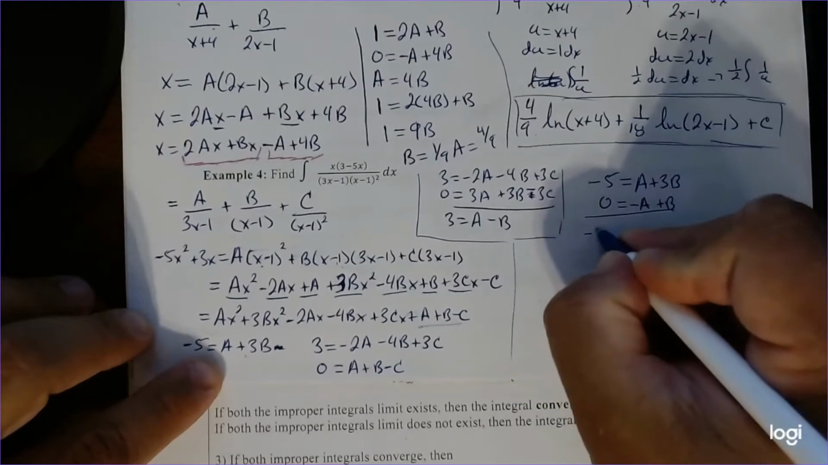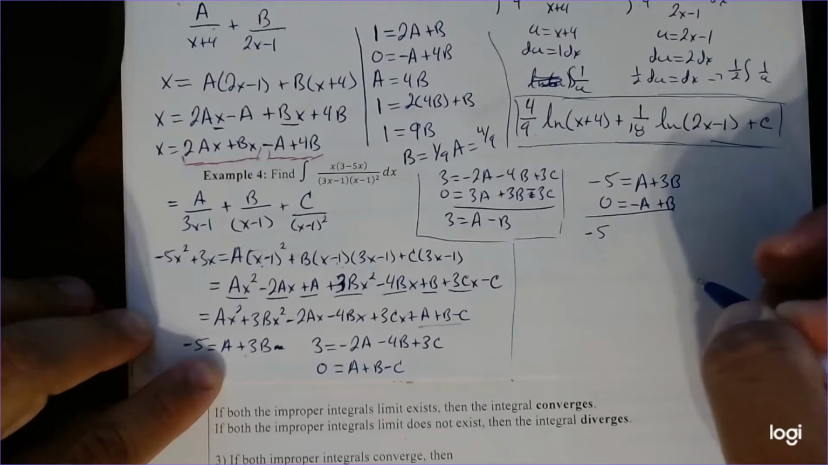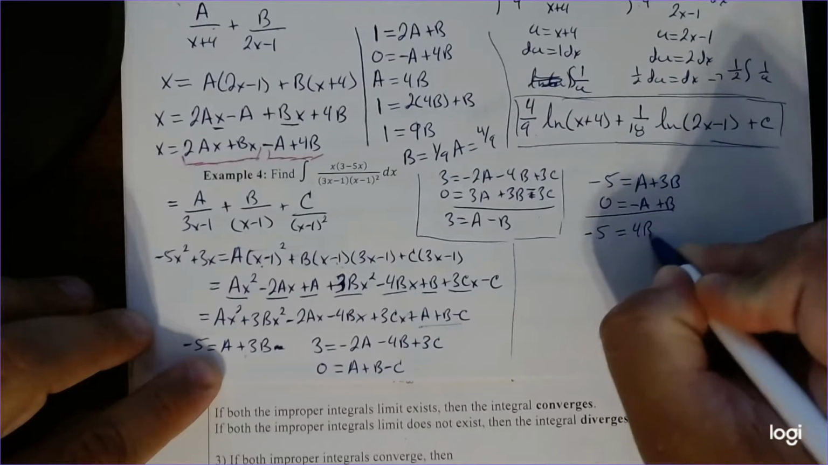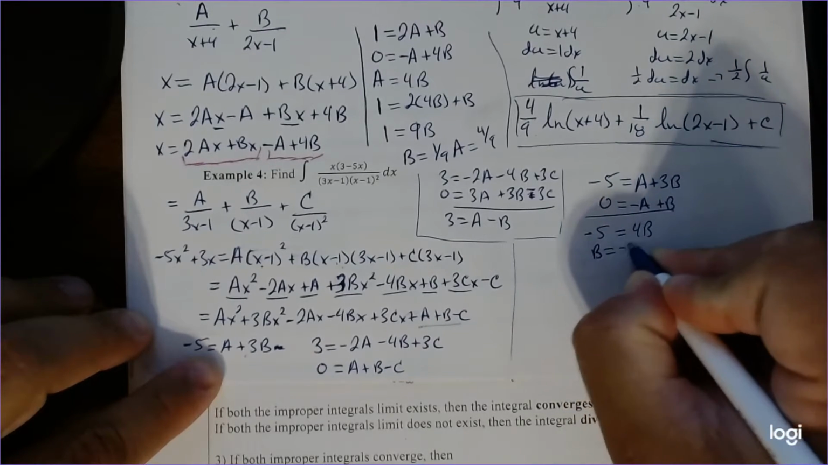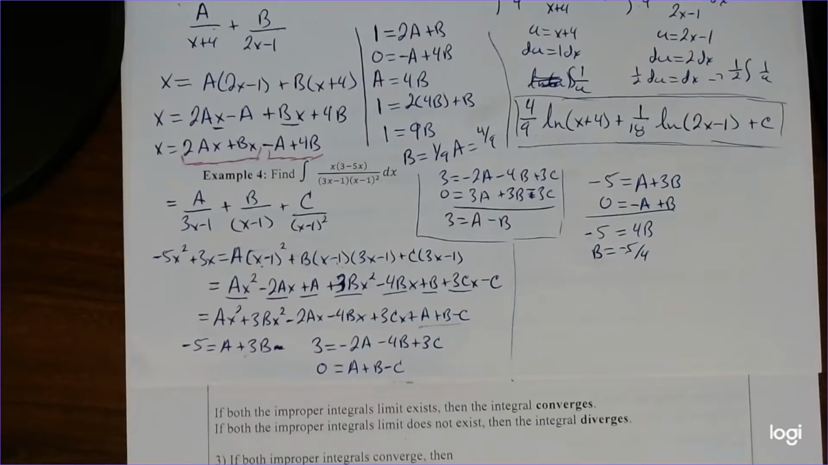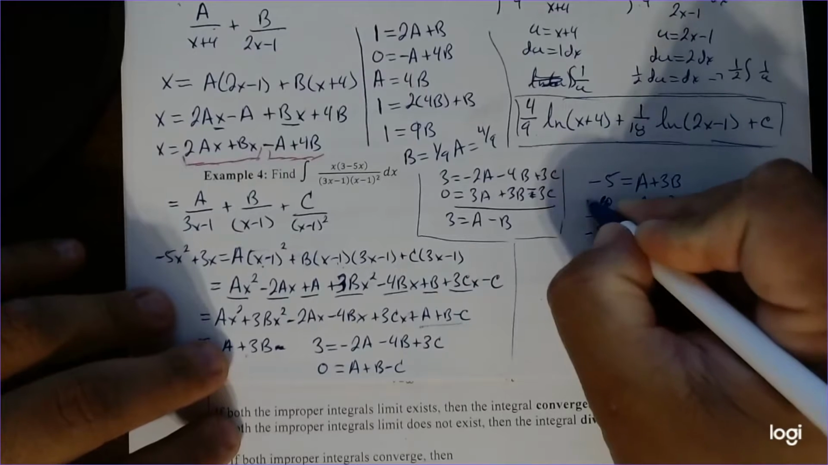So I have negative 5 is equal to cancel 4b. So b is equal to negative 5 over 4. Okay, so now we have that so far. Oop, quick mistake. I am so sorry. This is supposed to be 3, not a 0.